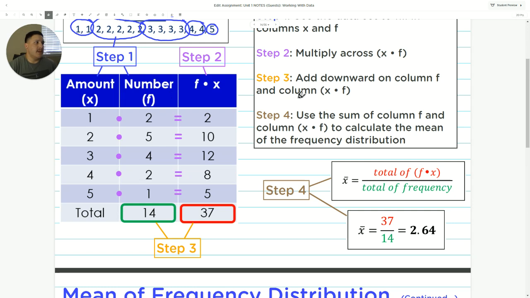Now, step 3. We're going to add the F column and the F times X column. And notice how I have them color-coded. So adding up 2 plus 10 plus 12 plus 8 plus 5.